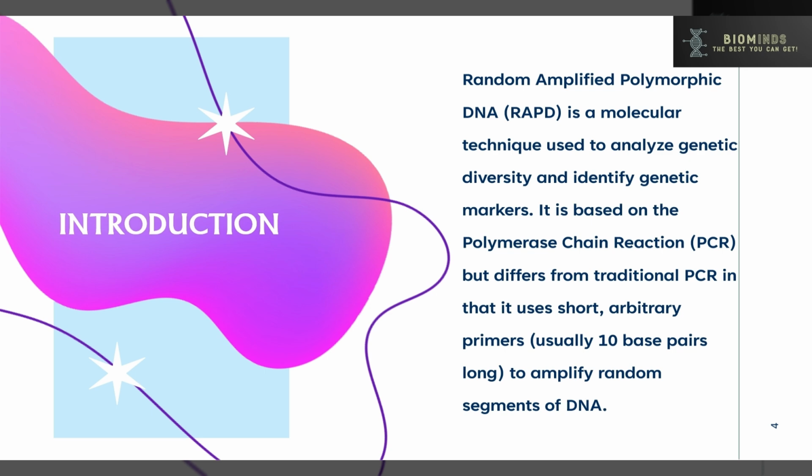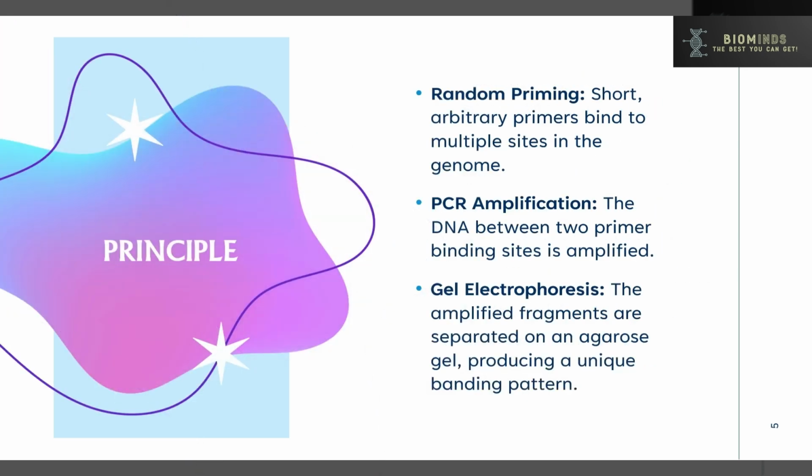in PCR we use primers designed for a known sequence of the DNA, whereas in random amplified polymorphic DNA we use primers which are random. It is a random sequence of DNA that can amplify random sequences of the DNA in the sample. So the principle behind RAPD involves three major steps.